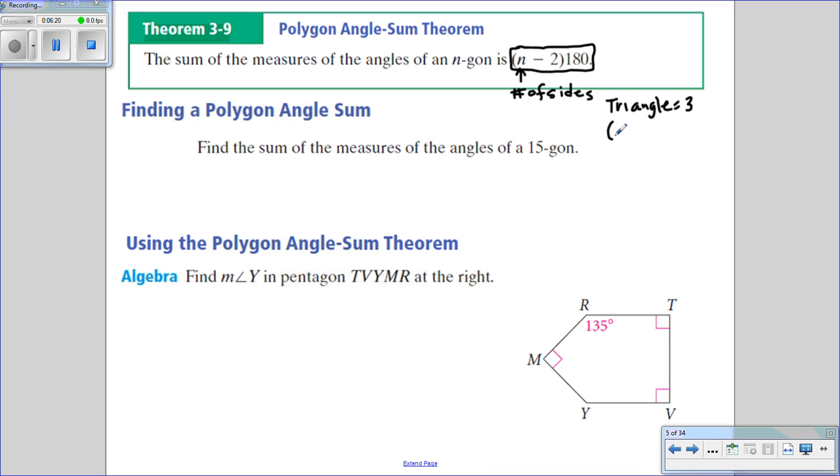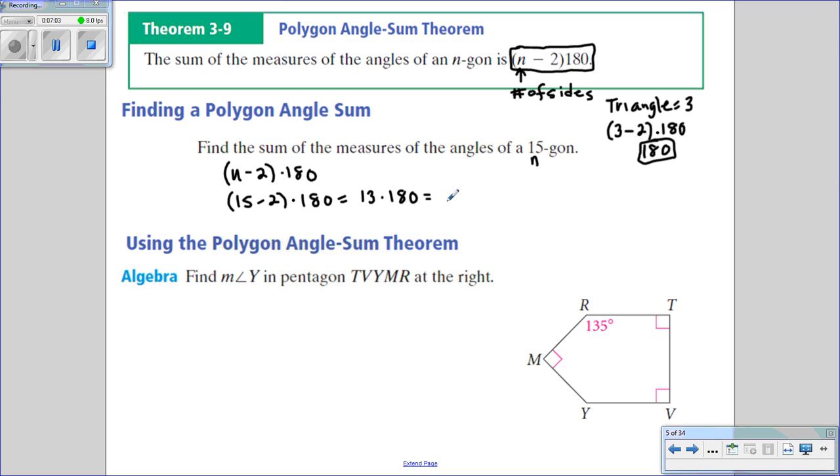has 3 sides. So if I went 3 minus 2 times 180, that's 1 times 180, which is 180 degrees. Okay, so let's try an example here. It says find the sum of the measures of all the angles of a 15-gon. So 15 would be my n. I'm going to plug into the formula, n minus 2 times 180. So this is going to be 15 minus 2 times 180. That simplifies to 13 times 180.